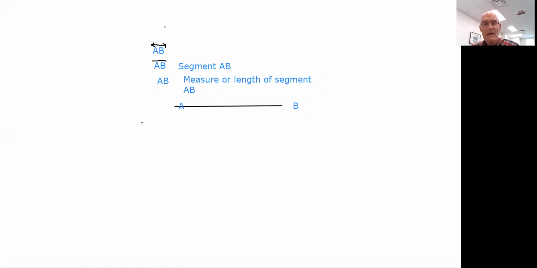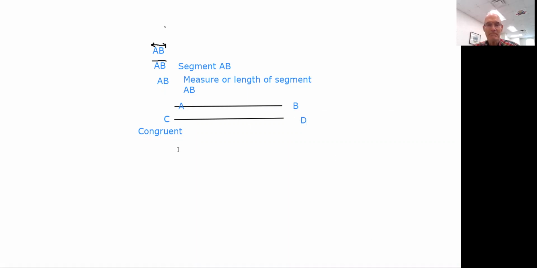Now, the next thing we're talking about is the concept of being congruent. And congruent means that I have two segments that are the same length. So if I come down here underneath this and I draw a second segment, I put a C over here, and I put a D over here.